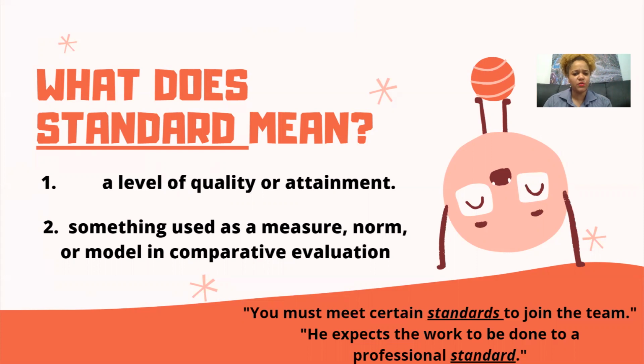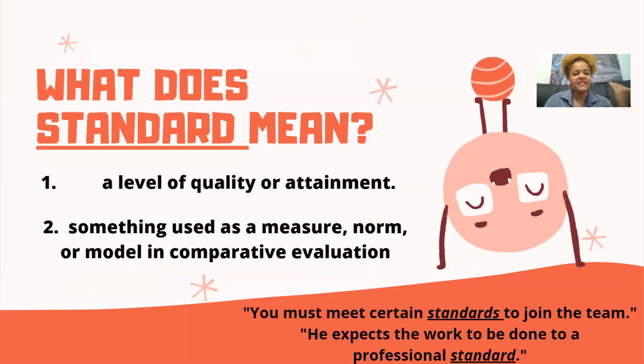A simple Google search will let you know that standard actually has two primary definitions. The first is a level of quality or attainment, a standard way of living, a standard car. It's a level of quality. It's basically what you want to be able to get to or attain. And then after that standard attainment, then you have luxury or premium value, those type of things, standard gas. So that's one definition.